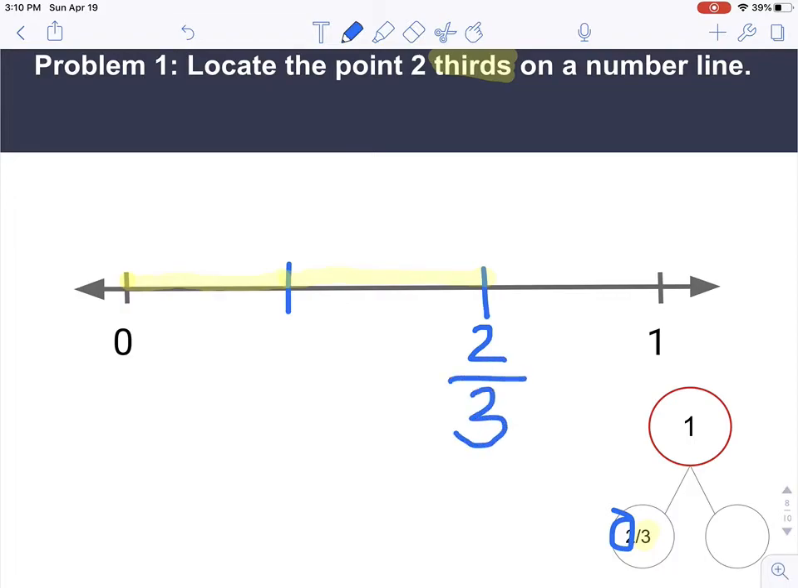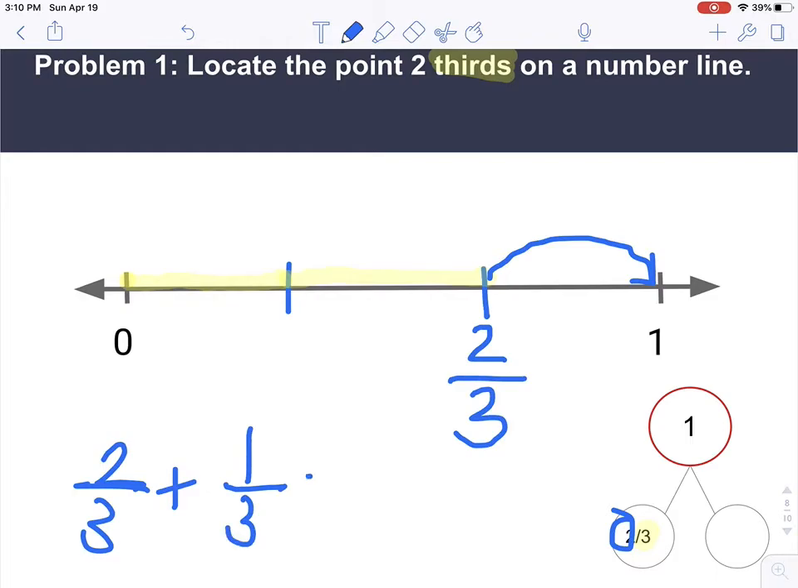And then this remaining section, how many more thirds do I need to get from here to that 1? Well, 2/3 plus 1/3 gives me 1 whole, or 3/3. So I just need 1 more third. So I'm going to put 1/3 down here to get me that 1 whole.